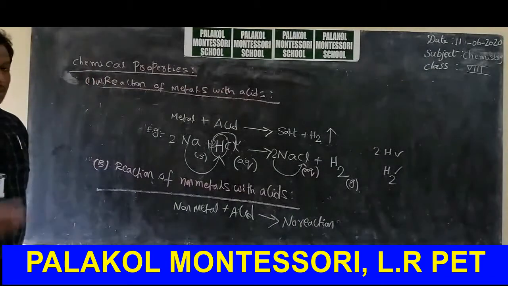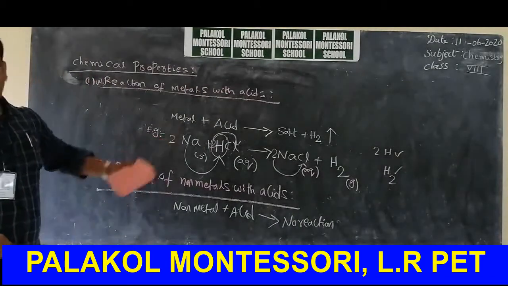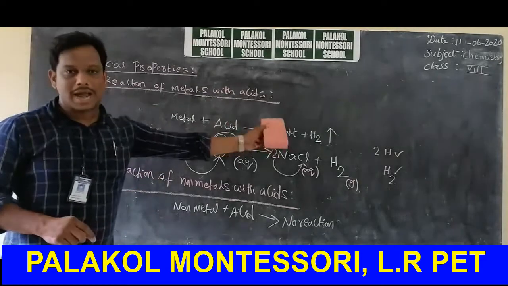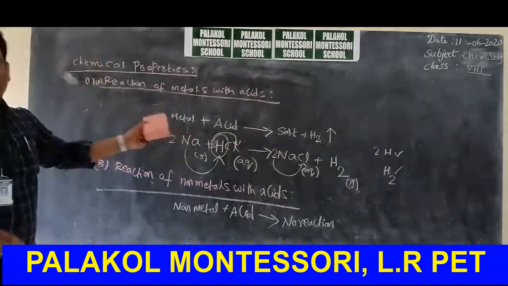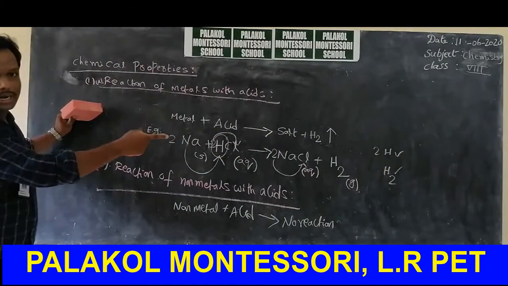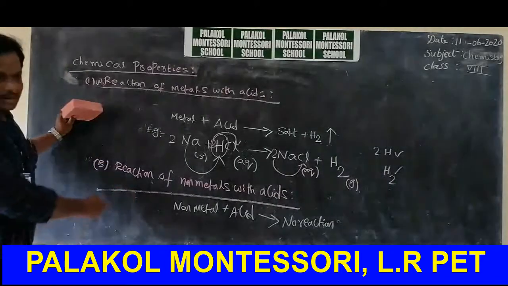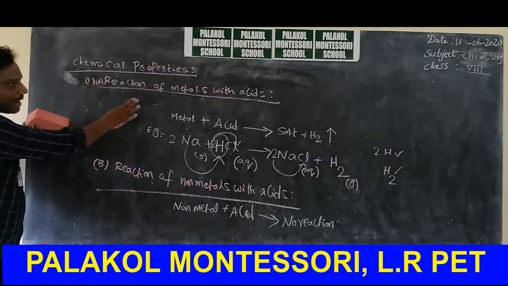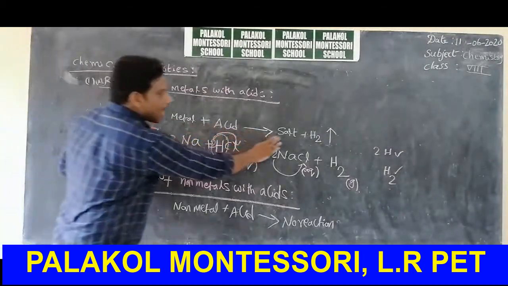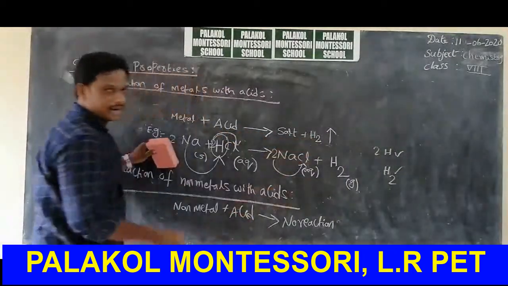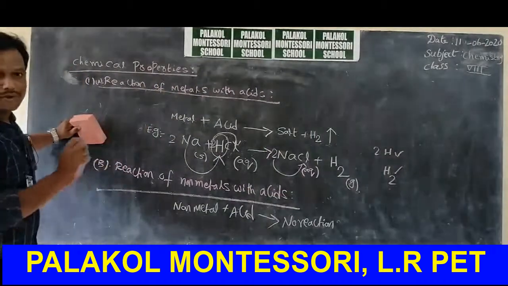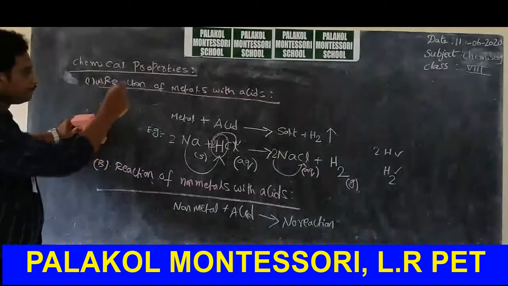Say for example, two elements are given, A and B. If A reacts with acid and produces hydrogen gas, then we simply call A a metal. B does not react with acid and does not produce any salt and hydrogen. Simply we call B a non-metal. So this is about the reaction of metals with acid. When a metal reacts with acid, it forms salt and hydrogen gas. Very important from the examination point of view for 2 marks questions: write the chemical equation for the reaction of acids with metals.